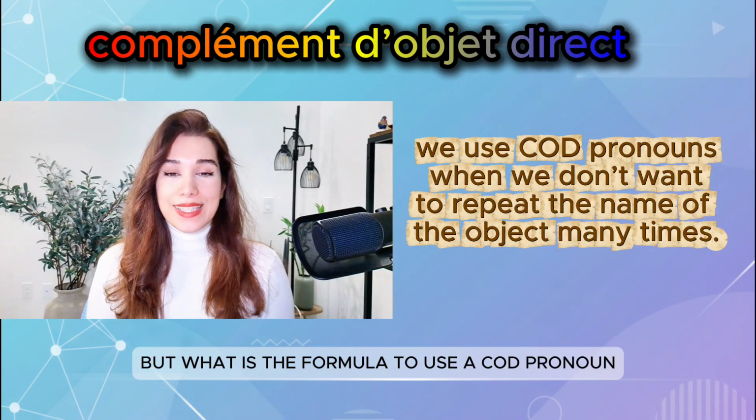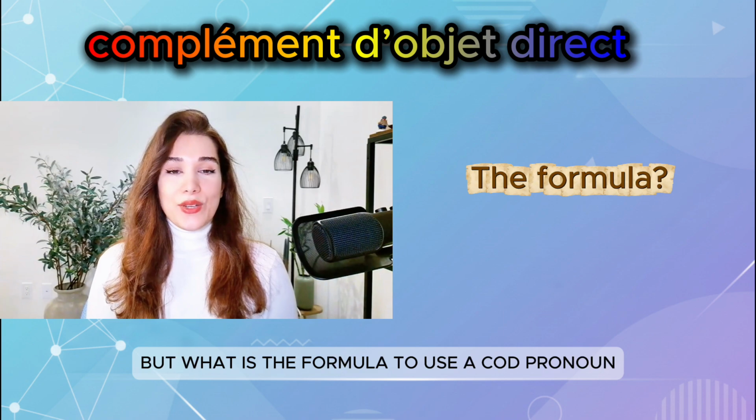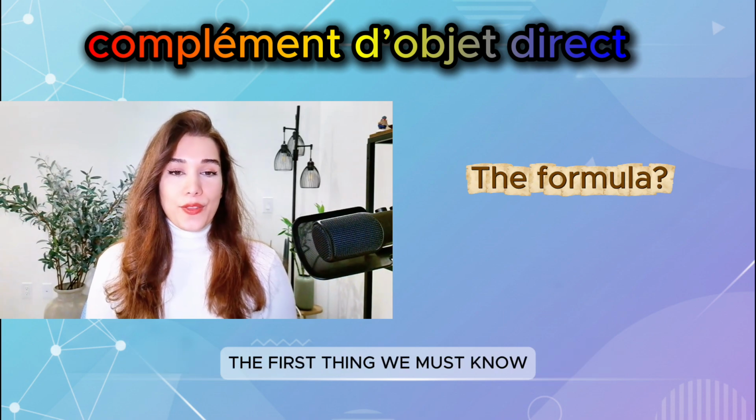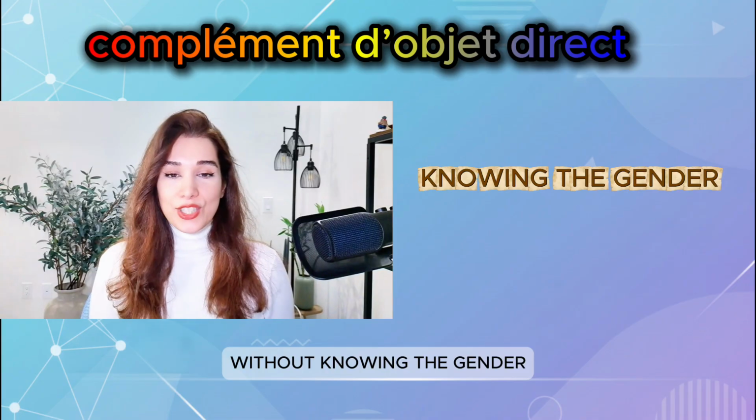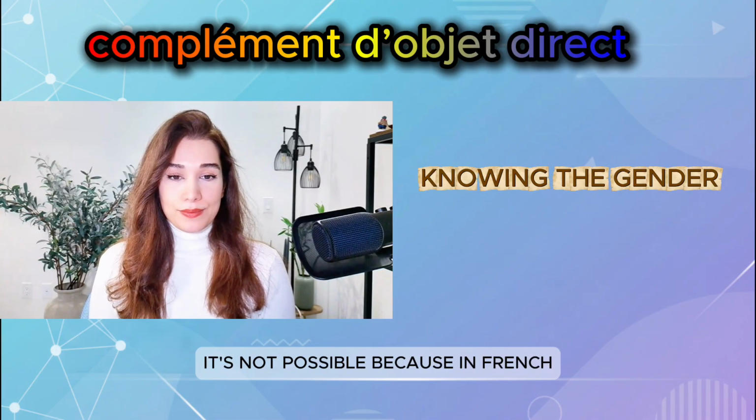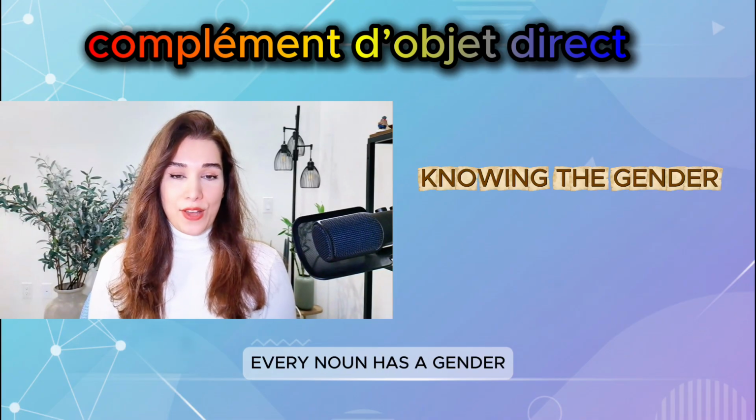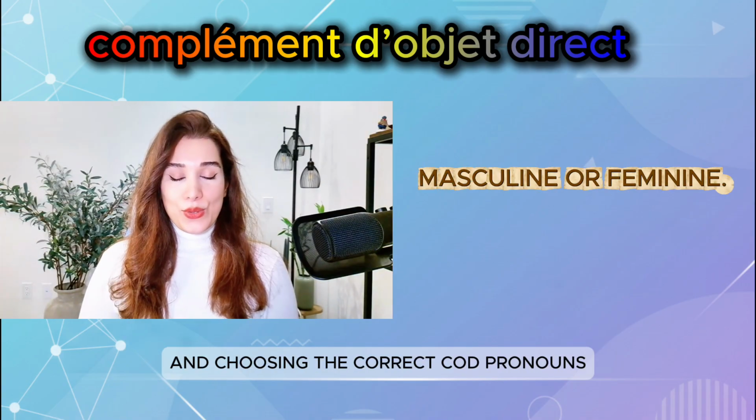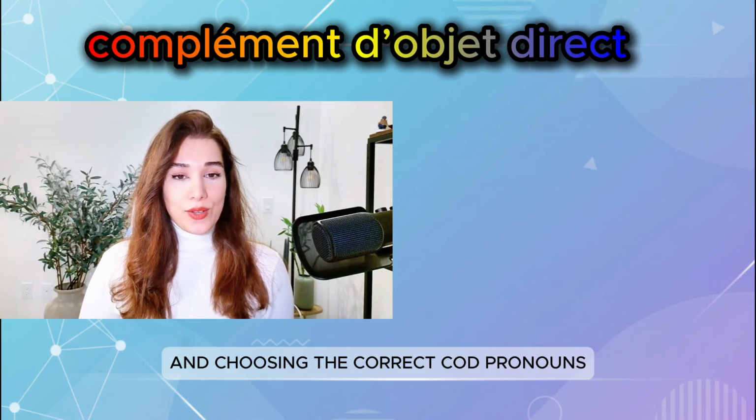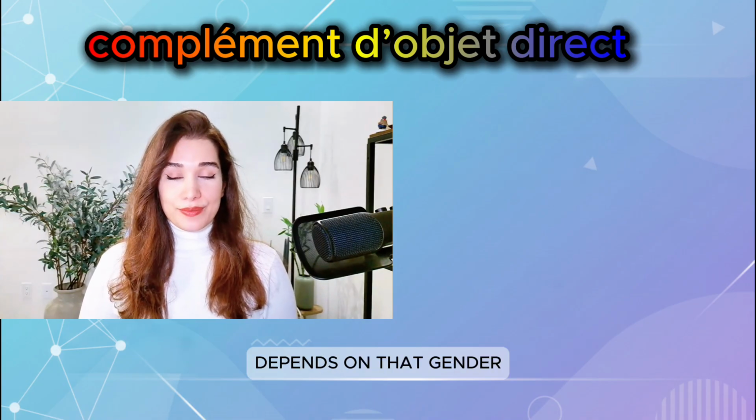But what is the formula? To use a COD pronoun, the first thing we must know is the gender of the object. Without knowing the gender, it's not possible, because in French every noun has a gender. So each object is either masculine or feminine, and choosing the correct COD pronoun depends on that gender.